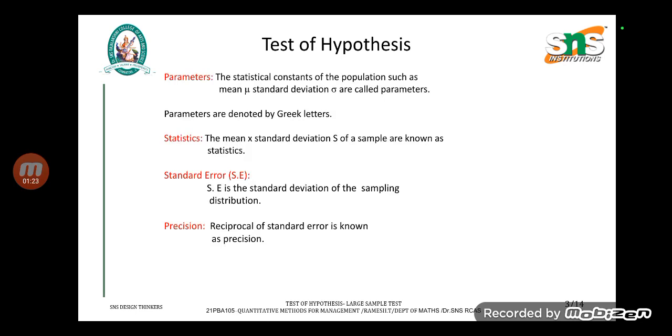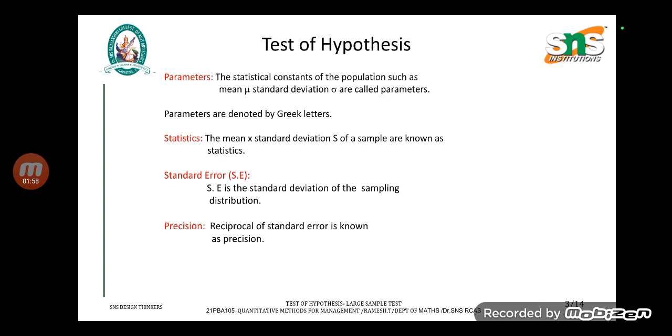Parameters. So what are parameters? We have a population, and a part of it is the sample. The statistical constants of the population, such as the mean mu and the standard deviation sigma, are called parameters. These parameters are denoted by Greek letters. Statistics. What is statistics? The mean x bar and the standard deviation capital S of a sample are known as statistics.